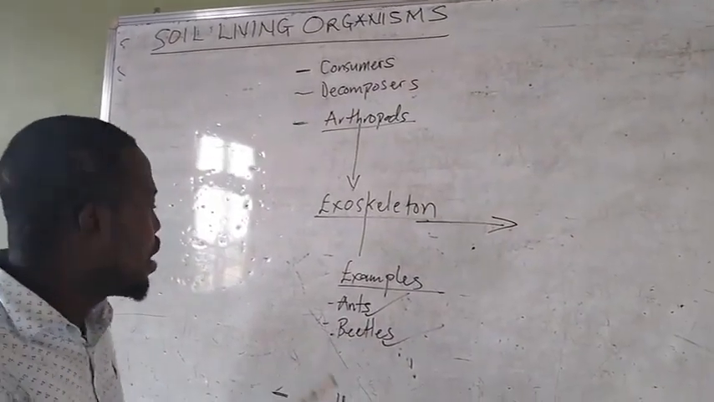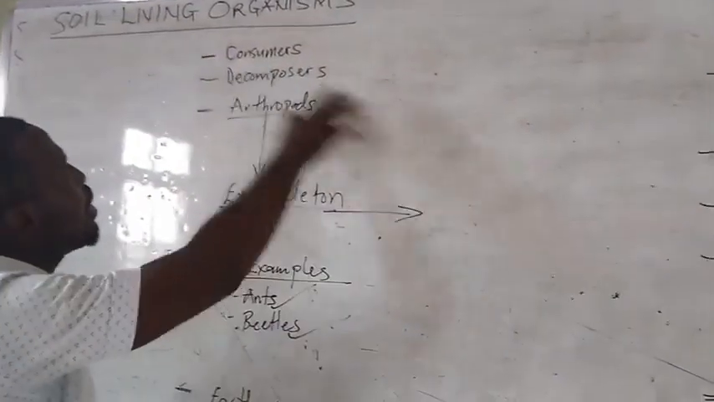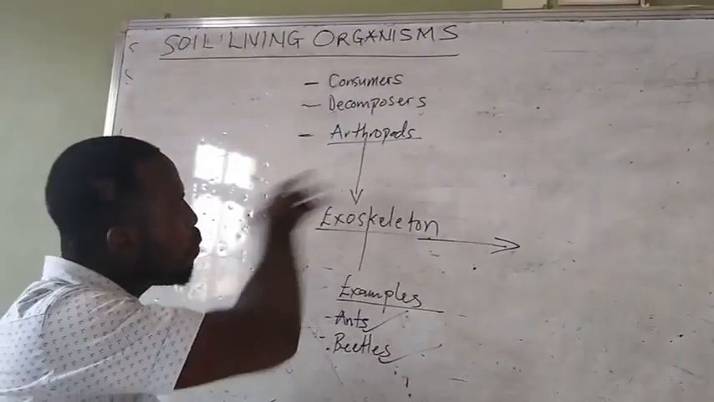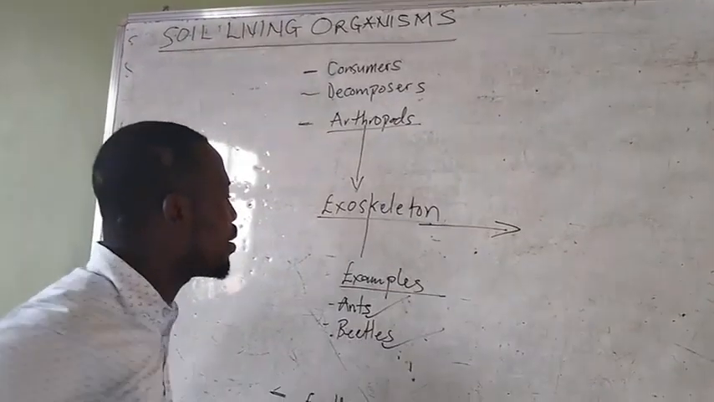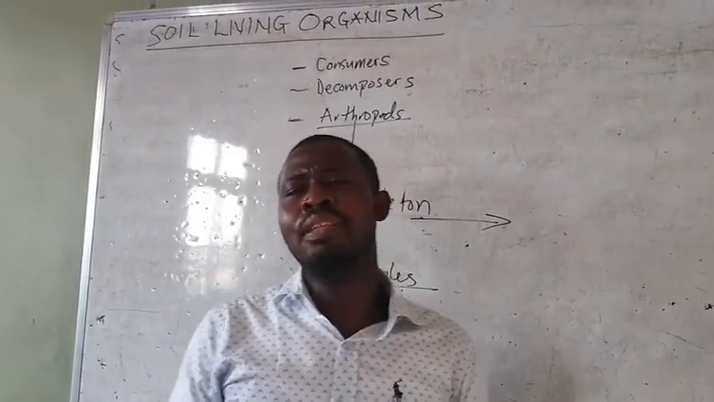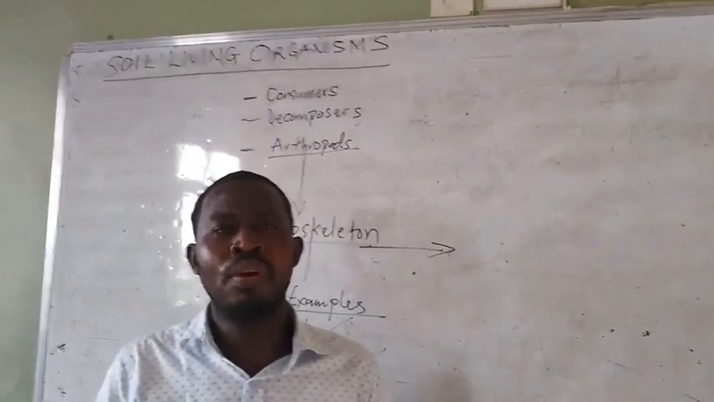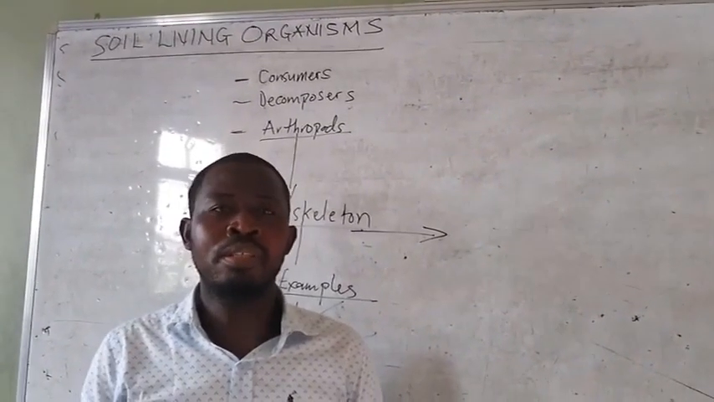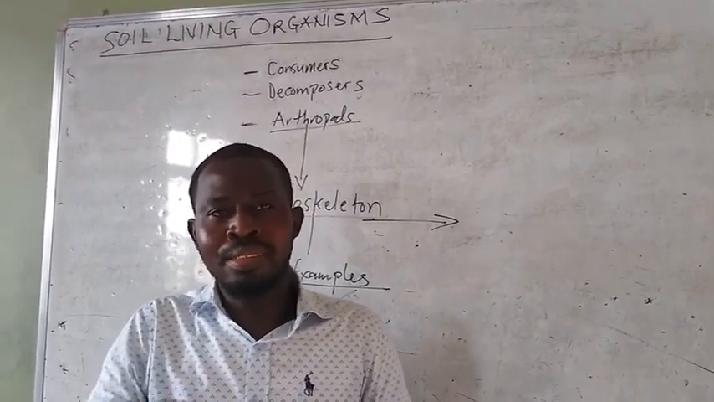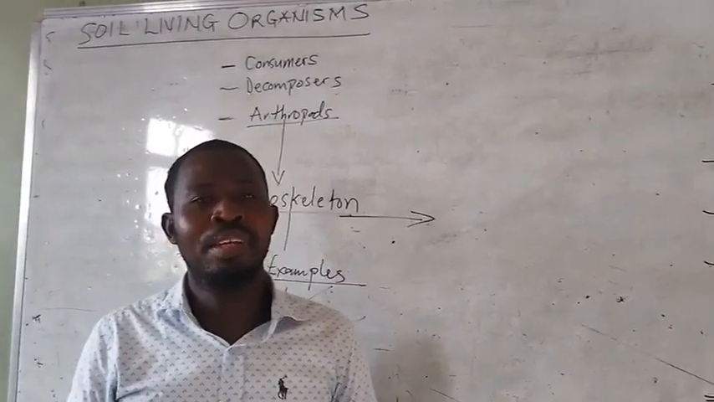So I want you to just go through it again and understand that soil living organisms are mainly consumers and then decomposers. Others are arthropods, which means they have an exoskeleton, and examples are ants and beetles. Living organisms in the soil are very important, and there are ways of testing for living organisms in the soil. However, in our next section, we'll be looking at how to really understand the role of living organisms. It's another time, and I wish you all the best.